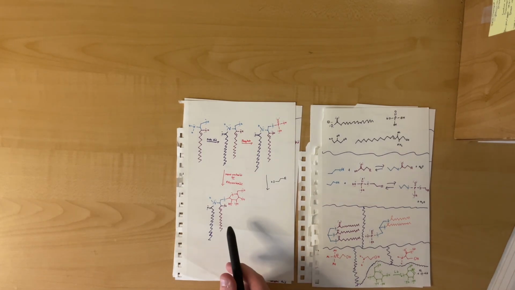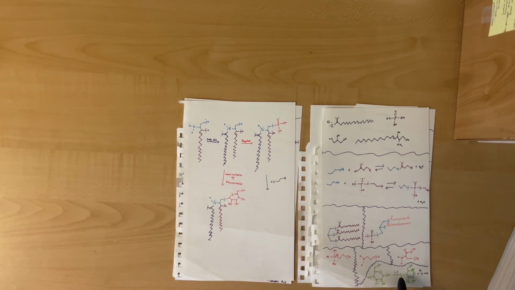Again, it's the exact same mechanisms that we talked about before, adding a leaving group so that you can render the carbohydrate an electrophile, and then it just adds to it the same way.